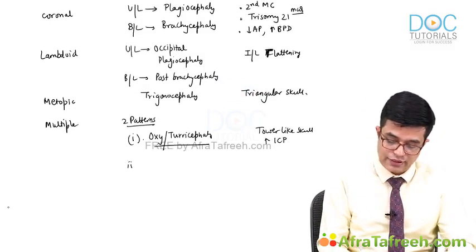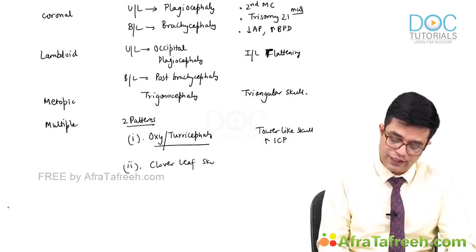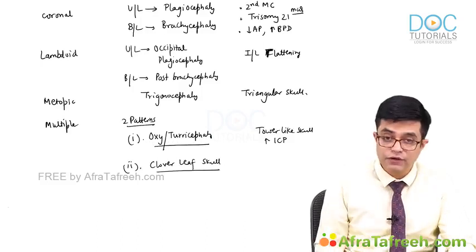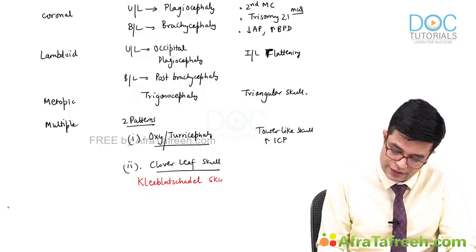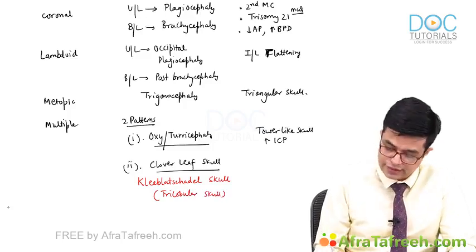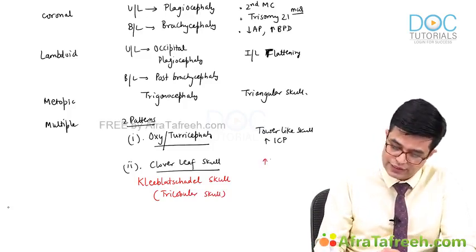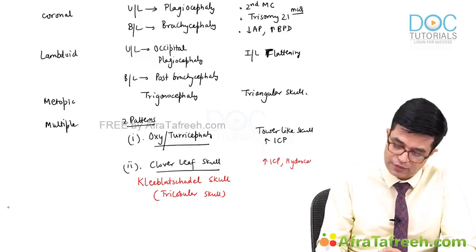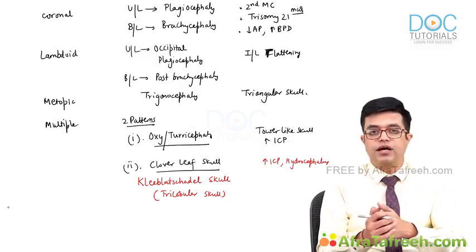The second pattern is called clover leaf skull. Clover leaf skull is called by a German name, Kleeblattschädel deformity, also called Kleeblattschädel skull. It is also called trilobular skull. These are the various names of the same condition. Clover leaf skull again has a high risk of raised intracranial pressure, and it is not a tower-like skull, so raised ICP and hydrocephalus can again commonly be seen. So these are the two different shapes when multiple sutures are involved.